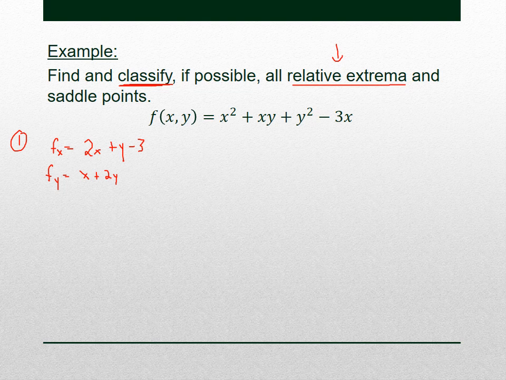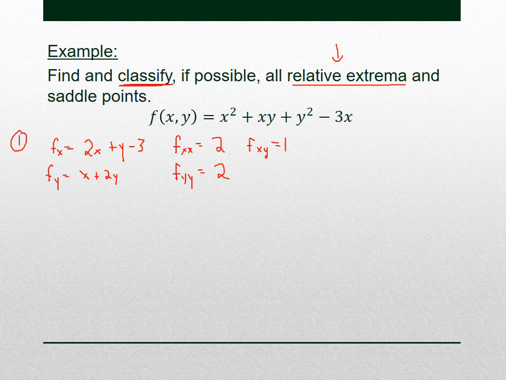Now we also need the second partials, fxx. And so we go over here to fx and take the partial with respect to x and get a 2. We need fyy, and we look at fy and take the partial with respect to y. We also get a 2. And then fxy, we get 1. And you could double check that by taking fyx, and notice you'd also get 1. But we don't need that.